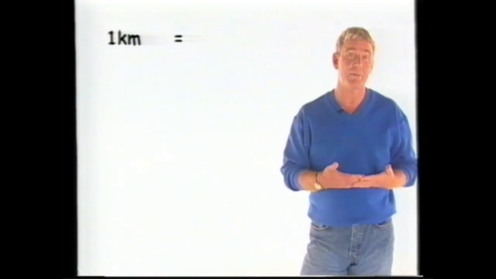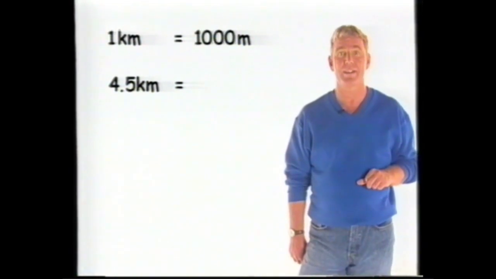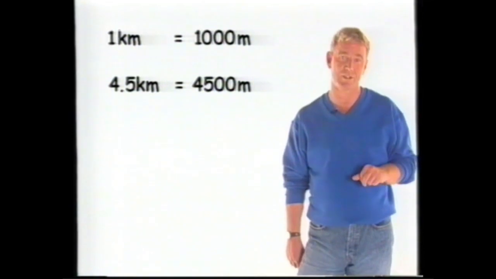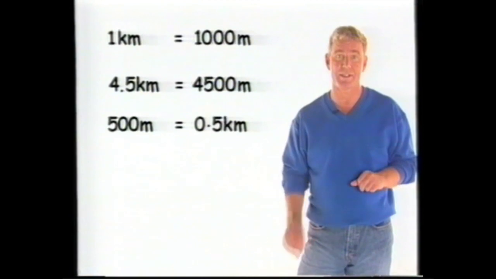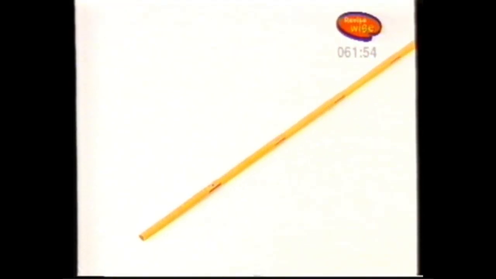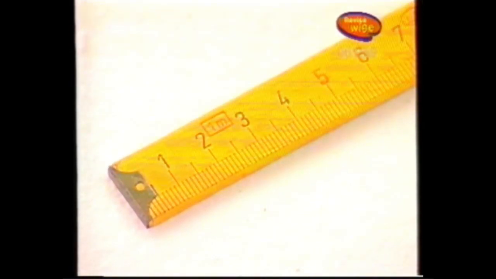With distances, it's kilometres and metres. 1 kilometre is equivalent to 1,000 metres. 4.5 kilometres equals 4,500 metres. Multiply by 1,000. 500 metres equals 0.5 kilometres. Divide by 1,000. For smaller distances and lengths, we use metres and millimetres. 1 metre equals 1,000 millimetres.